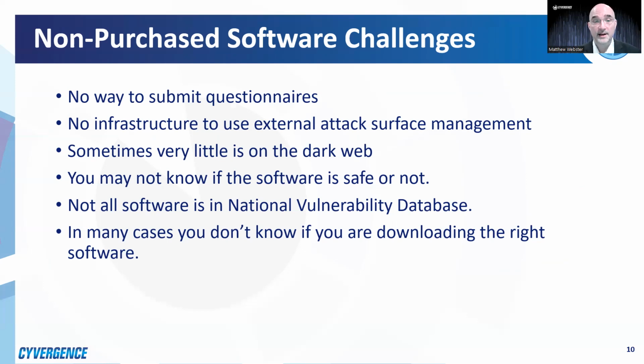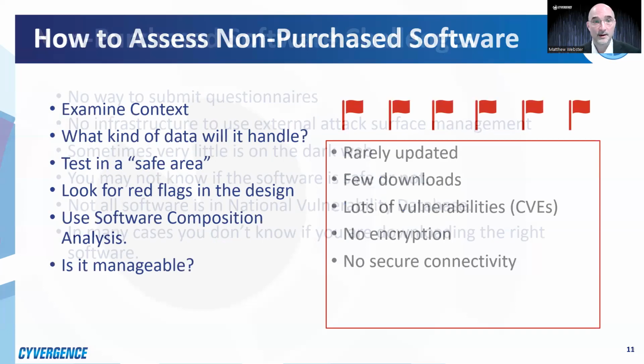You can also check the National Vulnerability Database. You go take a look at the CVEs, Common Vulnerabilities and Exposures. That's something I talked about in the Threat and Vulnerability series, but it's just part of the process. In a lot of cases, you don't know if you're downloading the right software, especially if you're talking about open source software that you're including in your application development process. So you can use different types of tools that are out there.